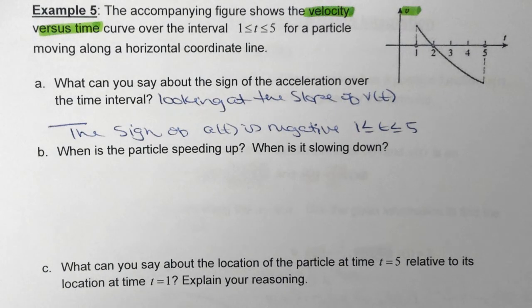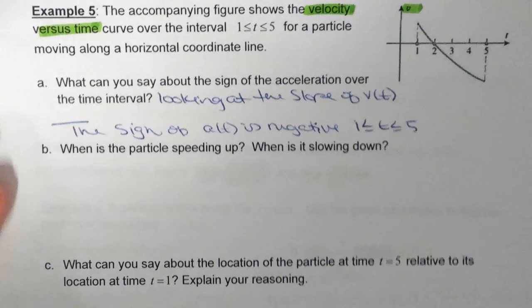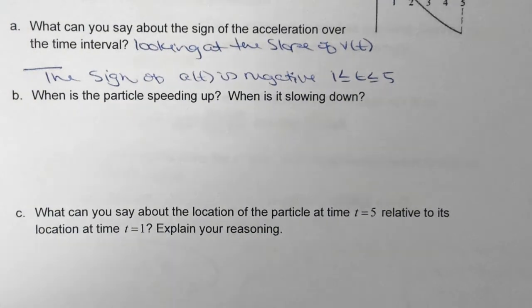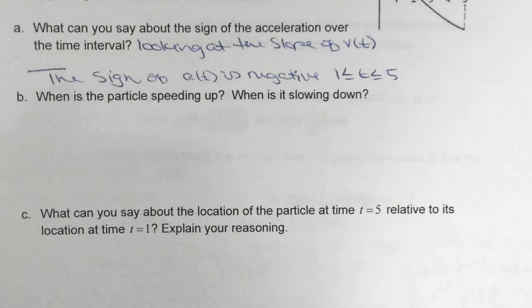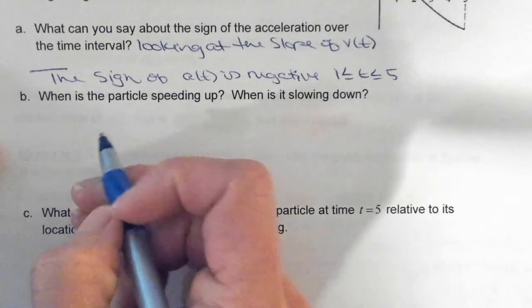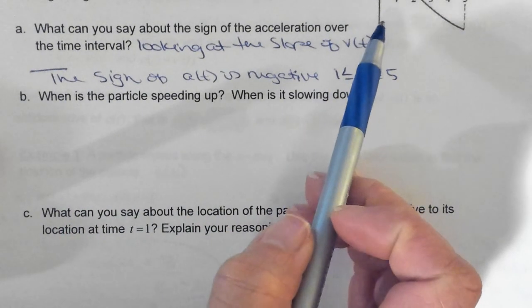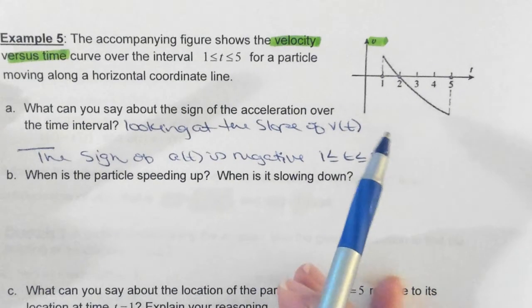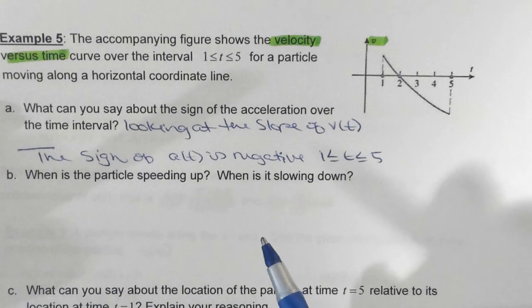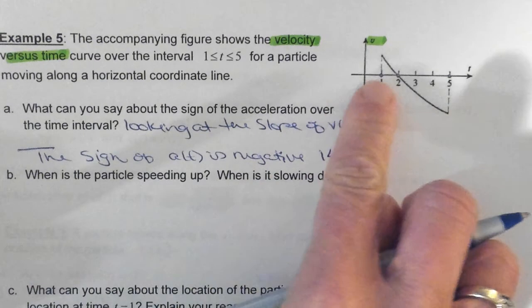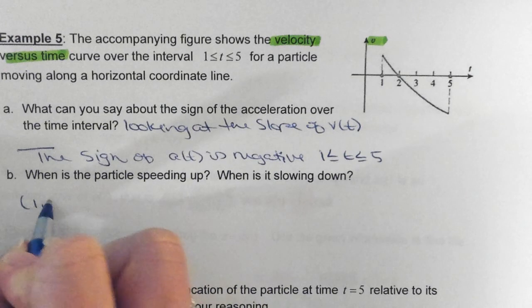So now we want to know, when is the particle speeding up and when is the particle slowing down? Can someone remind me, you guys actually had this on a test, what do you look at to determine if a particle is speeding up or slowing down? Acceleration, velocity. Okay. You are comparing the signs of acceleration and velocity. So how do I determine the signs of velocity here? What do I look at? This is the velocity graph. Oh, above or below?